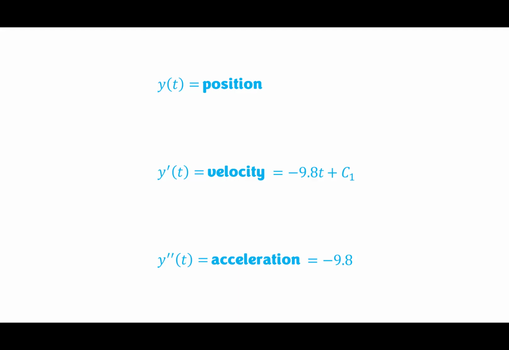Let's go one step further and figure out what is the position. Well, since velocity is the derivative of position, we're wondering what function, such that when you take the derivative of that function, gives you velocity. Well, that'd be negative 4.9 t squared plus c1 times t. Check it out. If you use the sum rule and the power rule for derivatives, you'd get our velocity function.